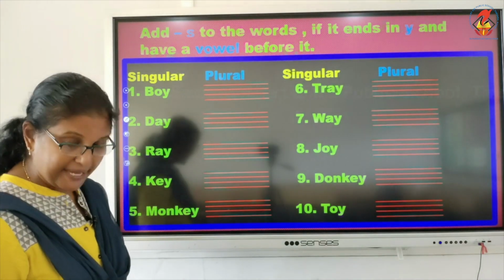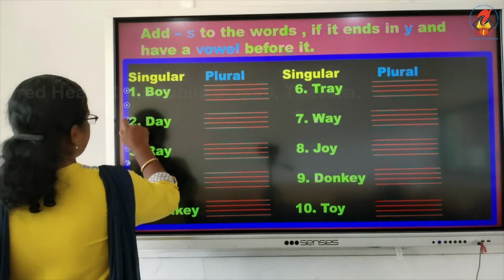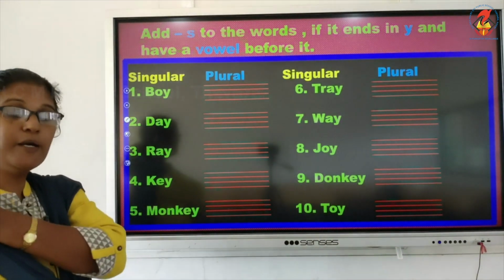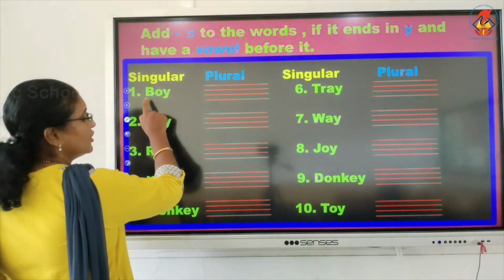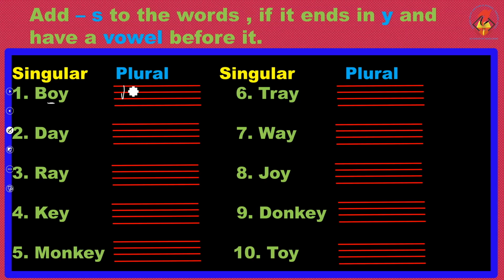125. Page number 125. So my little ones, in page number 125, you have the word boy. Boy is here. You are not going to cut it down because you have a vowel. You will write B-O-Y-S. Boy will become boys just by adding S. Day, because there is a vowel and it's ending with Y, you will write D-A-Y-S. That's it. S at the end.